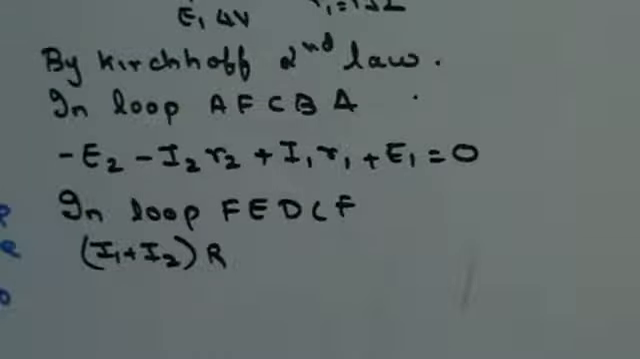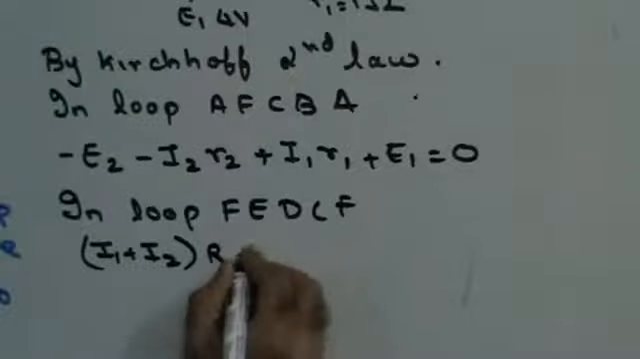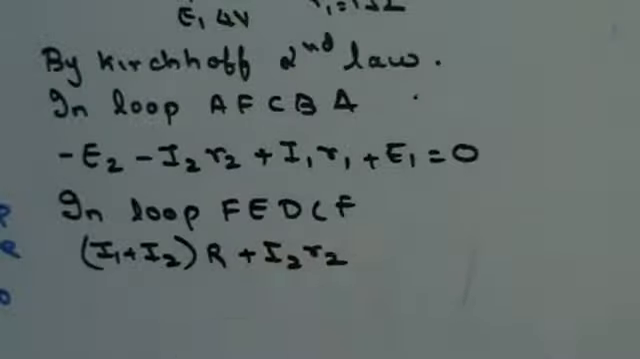Then I'm moving from C to F. As I move from C to F, current is entering the node at point C. Since current is entering the node at point C, therefore the current has to be treated as positive. I2 R2. I'm tracing the loop from C to F.